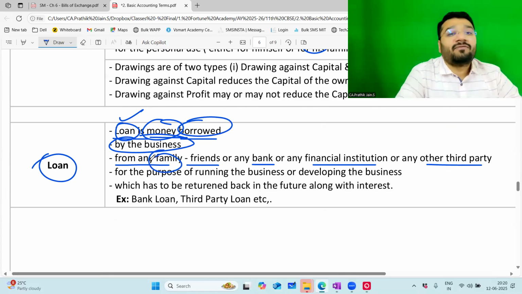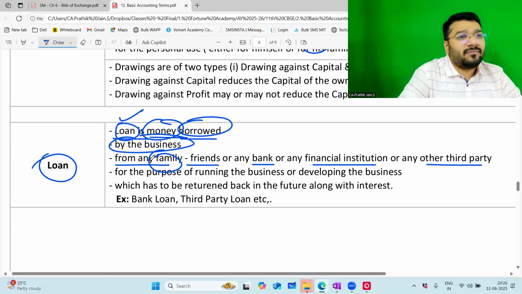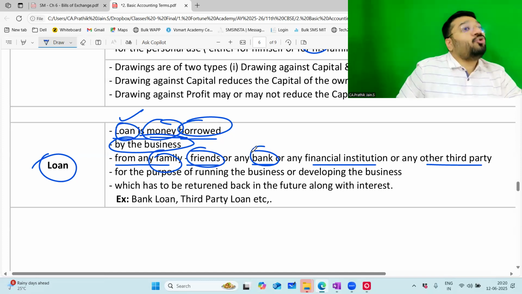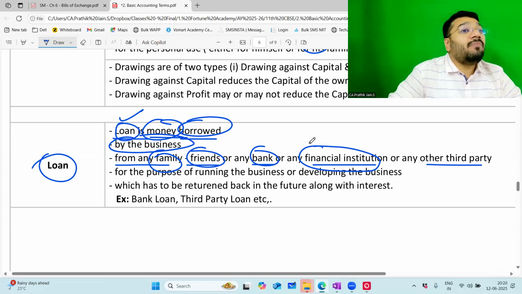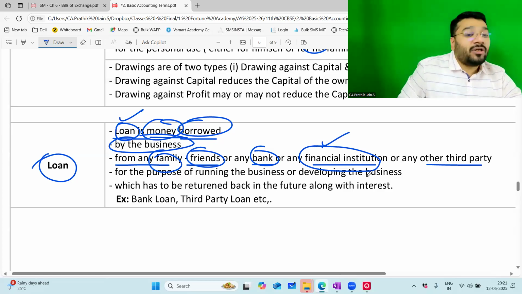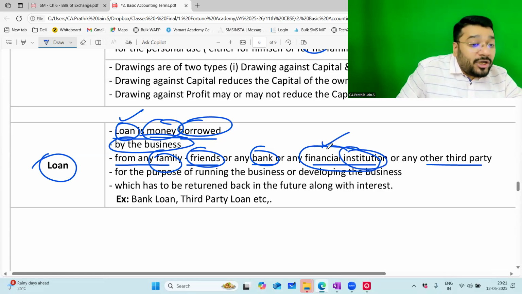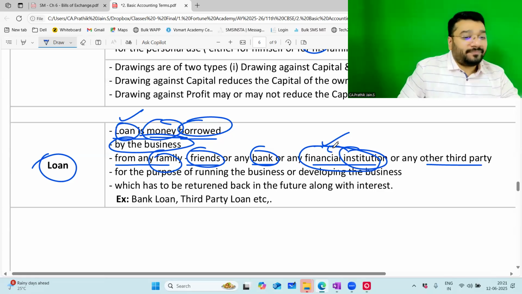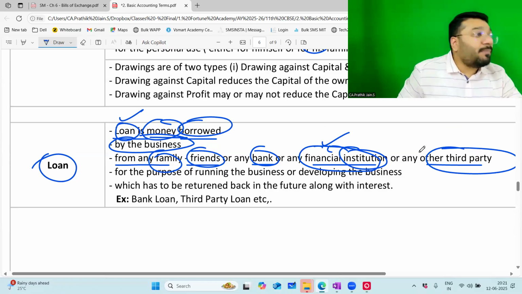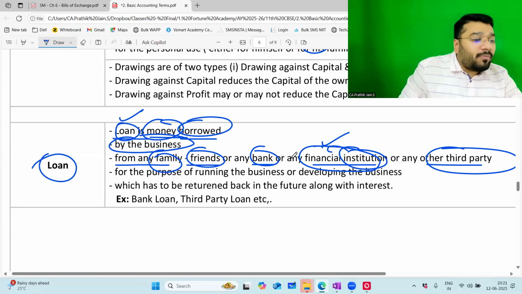Family means father, mother, brother, sister, uncle, auntie, anything. Family is huge. Friends, bank, and financial institutions other than banks, NBFCs, non-banking financial companies, which means they are not banks, but their business is to lend money. They are called financial institutions. Those businesses are into lending finance. Finance means loan. Or any third party. Third party means for you, I am the third party. For me, you are the third party. Somebody we are not connected with. So you can borrow money from anybody.